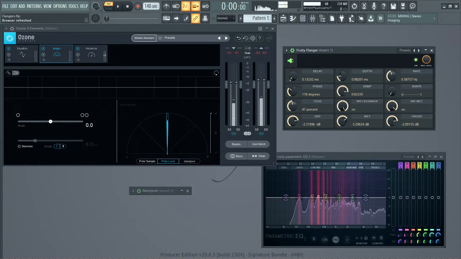When I added the flanger to it, it was below 0 a lot more. And remember, -1 means completely out of phase. So the closer it is to -1, the closer it is to totally disappearing in mono. So this is at 118 degrees, and it added a bit of stereo width.